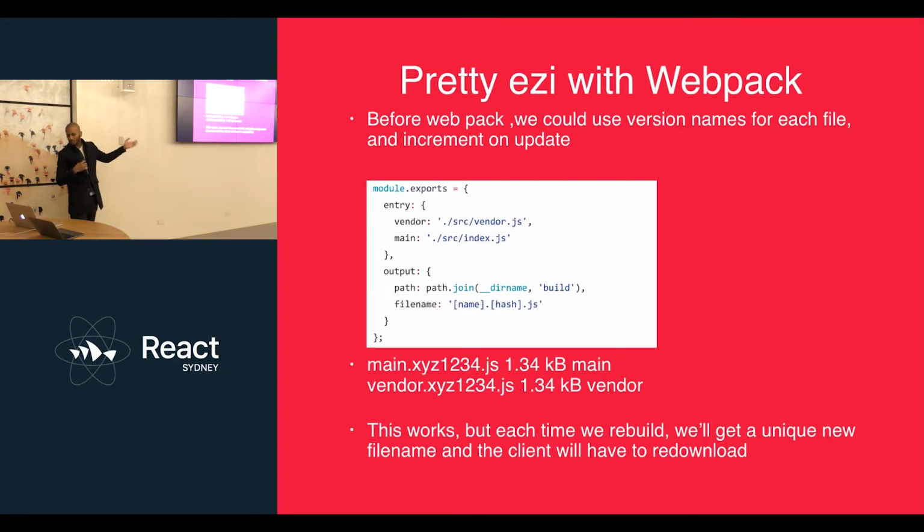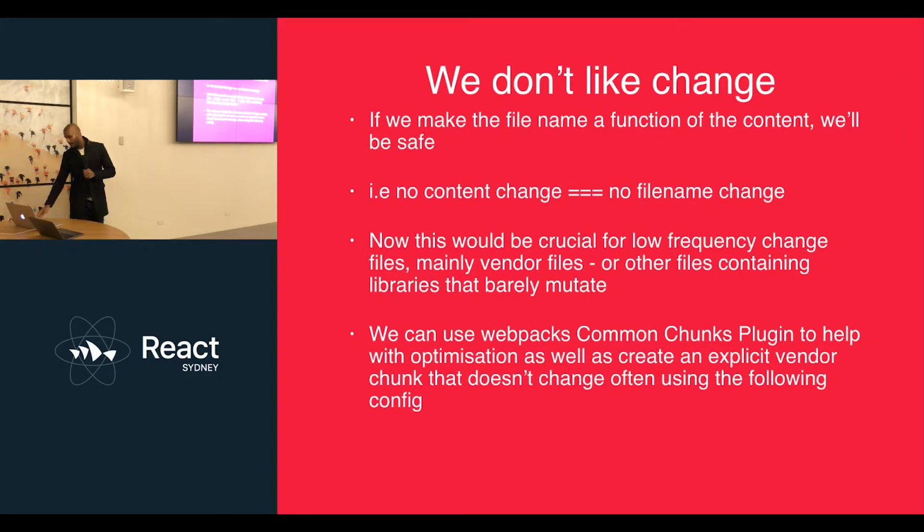What we can do is quite straightforward. With Webpack, have a vendor and a main, and use a system such as this, which creates two separate files. But we end up causing that thing where every single time we rebuild, we create a unique hash, and the client will have to download it each and every time because nothing's preserved. Like I said, we don't like change. We want to make sure that when code doesn't change, the file name doesn't change, because low frequency changes aren't exactly something we need to worry about.